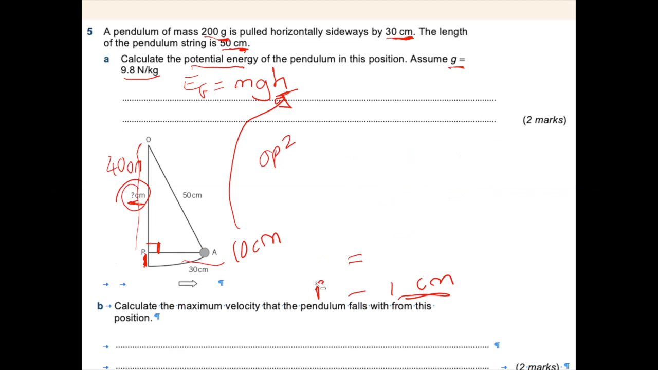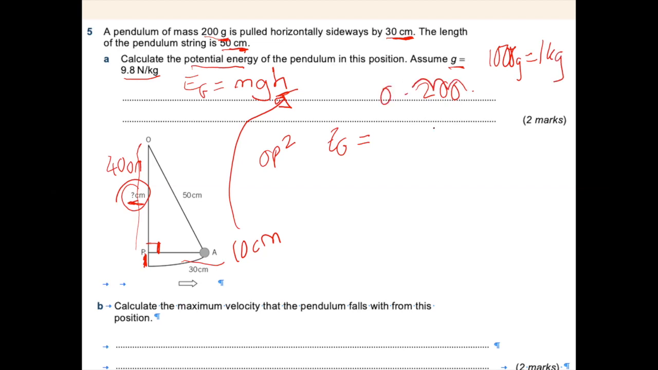But there we go. So, gravitational energy. What's the mass in this question? Well, the mass is 200 grams there. However, 200 grams is the wrong unit. It needs to be in kilograms. And we know that 1,000 grams equals 1 kilogram. So we have to divide that by 1,000. So that's 0.2, folks. We'll go into that.